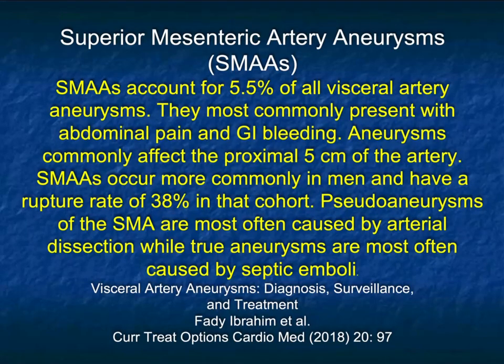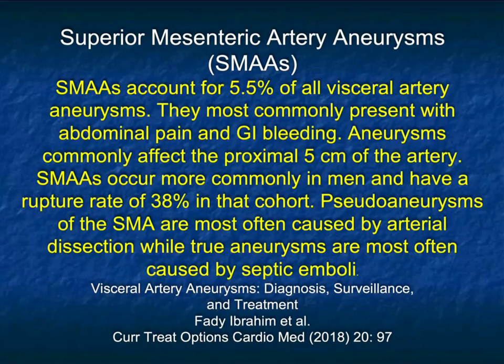I just showed you a number of examples where the SMA had thrombus in it, and we had SMA thrombosis. But what about SMA aneurysms? SMA aneurysms account for a little more than 5% of all visceral artery aneurysms. They most commonly present with abdominal pain and GI bleeding. Typically, they affect the proximal 5 centimeters of the artery. They're more common in men with a rupture rate of up to 38%.